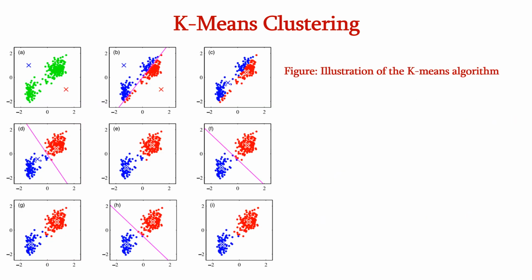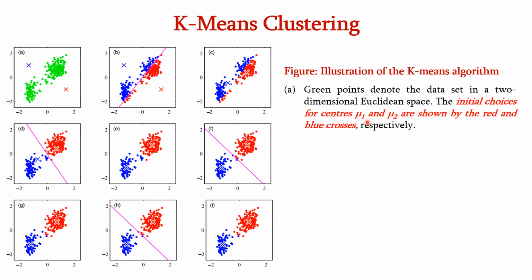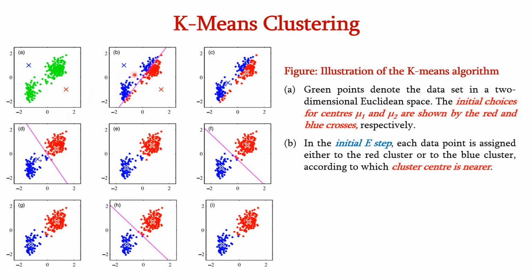Now let us see the working of the EM algorithm for k-means clustering. In this figure, we have the plots from A to I. In plot A, the green points denote the data set in a two-dimensional Euclidean space. The initial choices for cluster centers mu1 and mu2 are shown by the red and blue crosses as shown in this diagram.